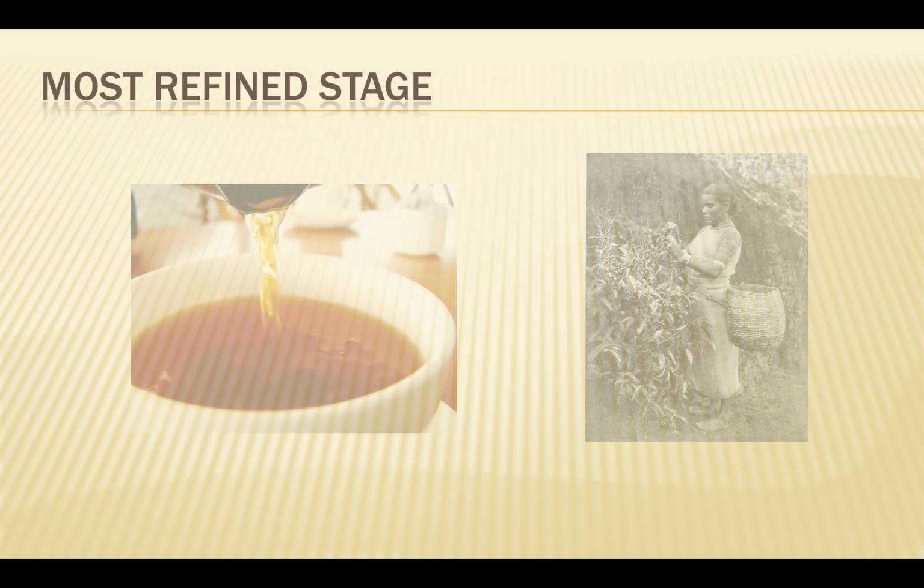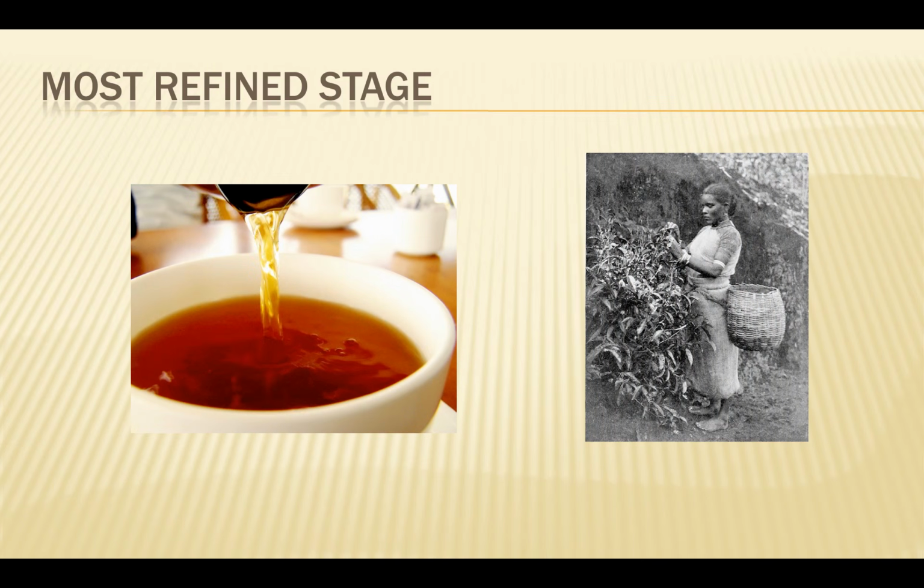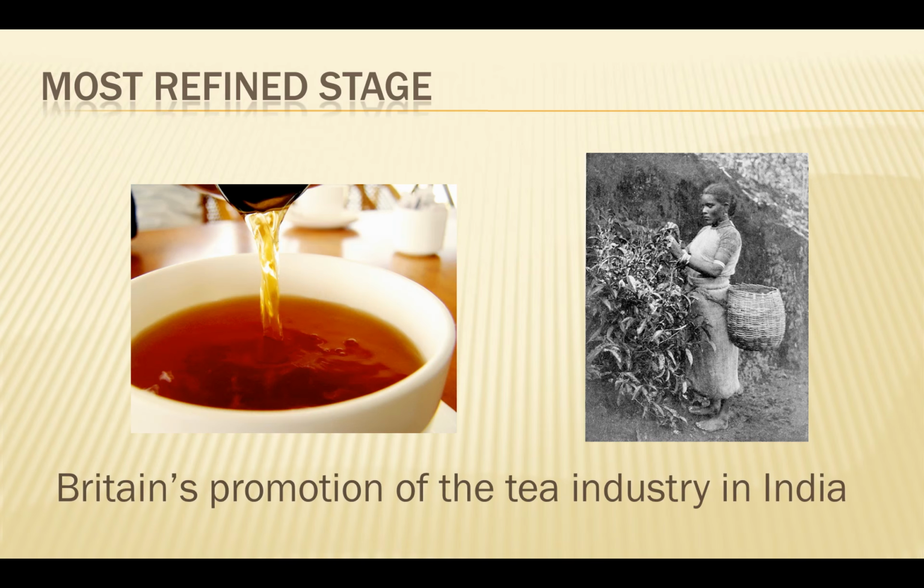In the most refined stage, both the imperial country and colony grew economically with their interactions. Britain's promotion of the tea industry in India illustrates the most refined economic stage. The growth of tea on a mass scale provided widespread employment for Indians and a cheap and popular drink for the English people, a product the British could sell in Europe for a profit. It's important to note, though, that Great Britain still dominated India's economic, political, and cultural institutions.